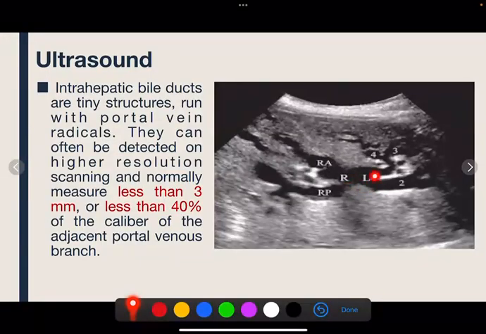This is showing the left hepatic duct and the right hepatic duct. This is the right anterior and the right posterior. These are segments 2, 3, and 4 forming the left hepatic duct.